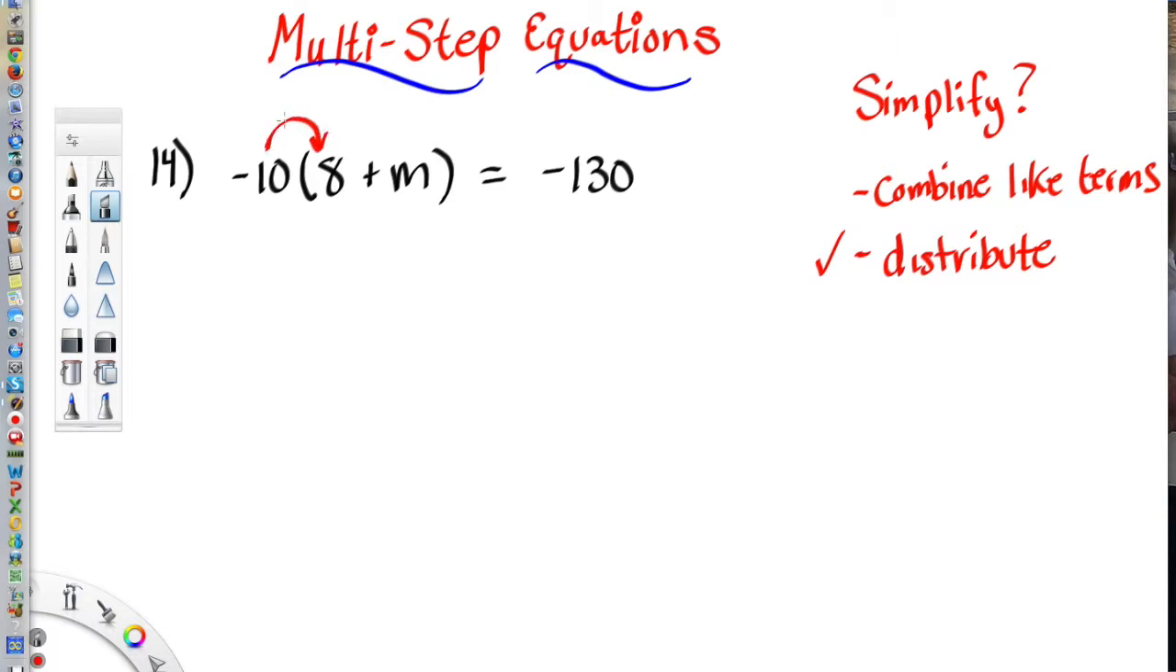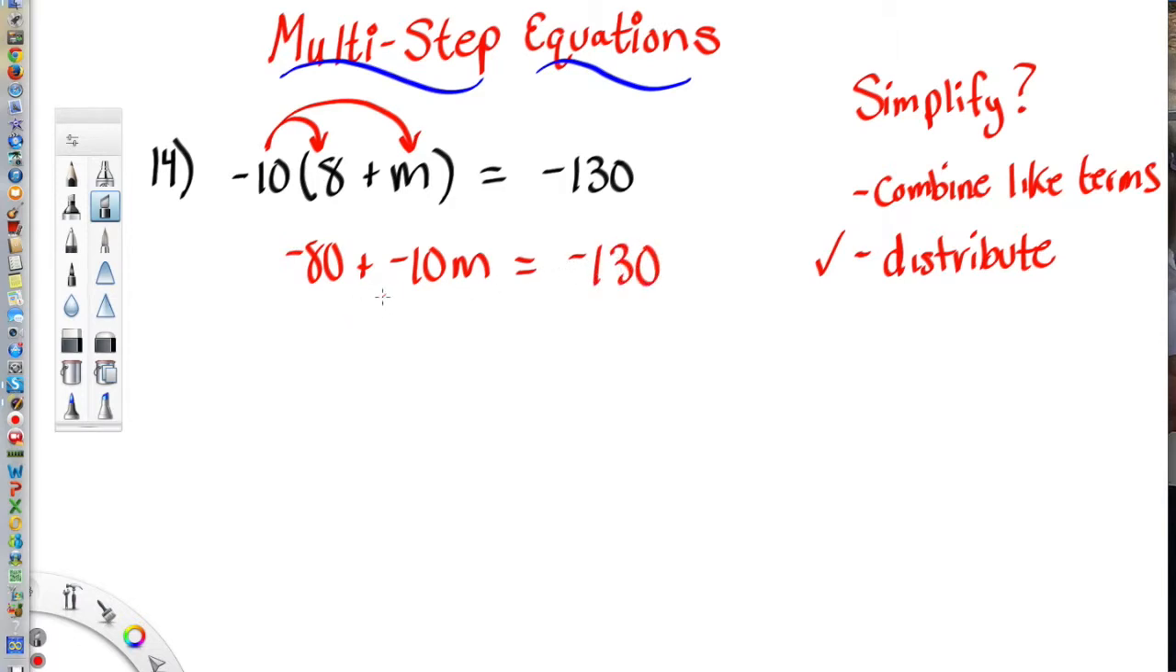Negative 10 times the 8 and the negative 10 times the m, which would give me a negative 10 times 8 will give me a negative 80, plus a negative 10 times m is a negative 10m. Now some of you just might want to write a negative 80 minus 10m. It's the same thing. Adding a negative is the same thing as just subtracting. And all of that's going to be equal to a negative 130.